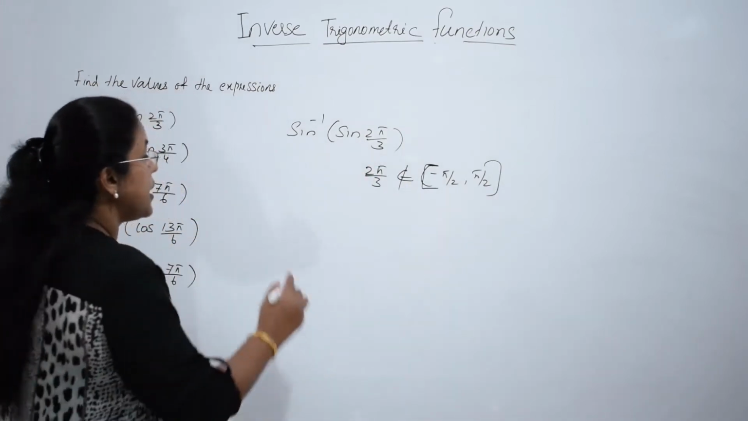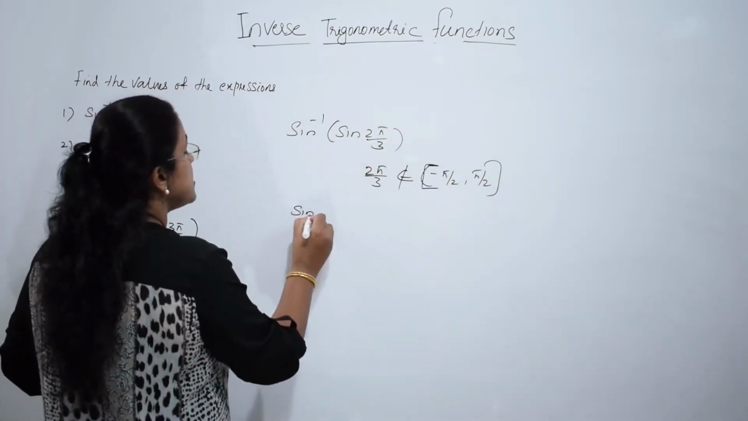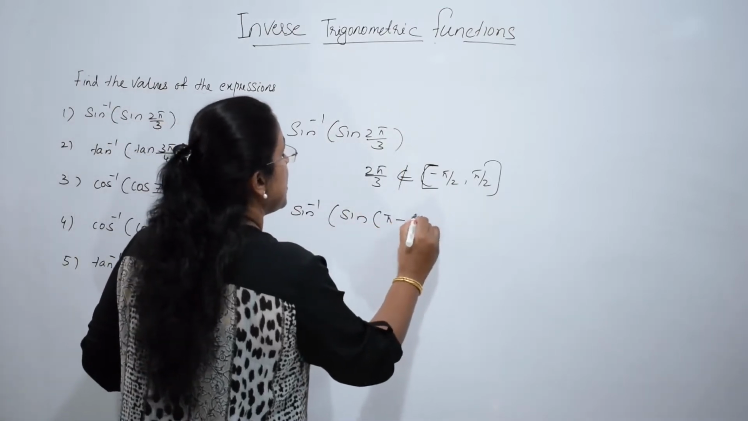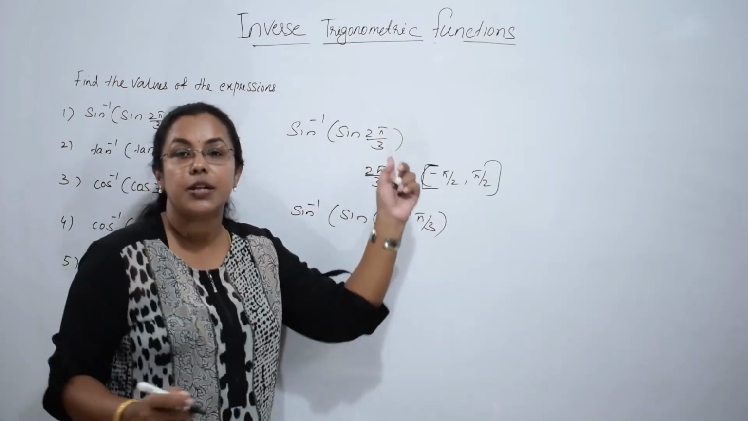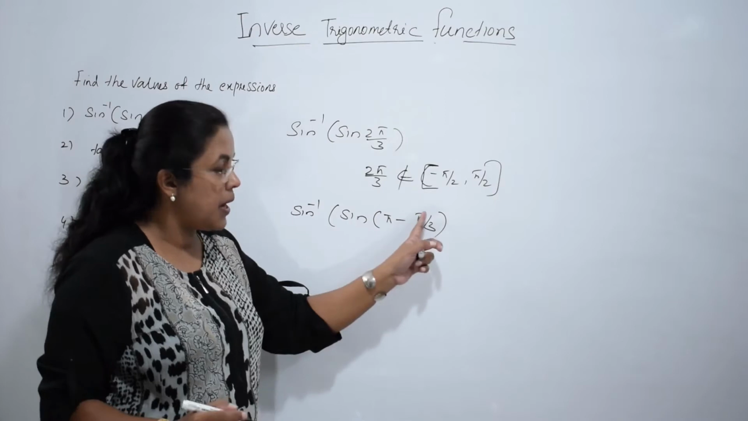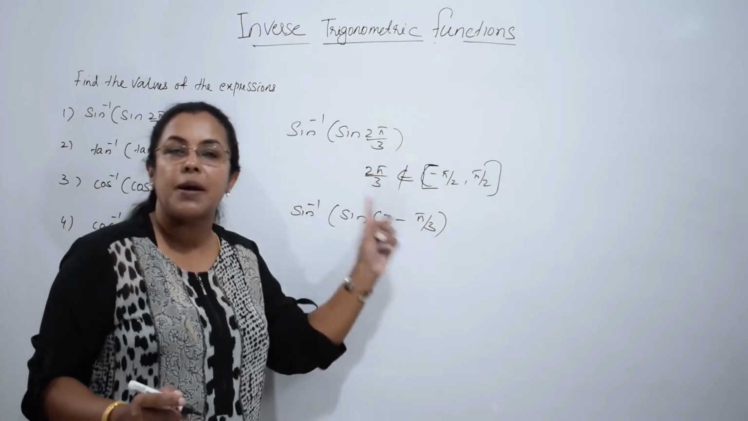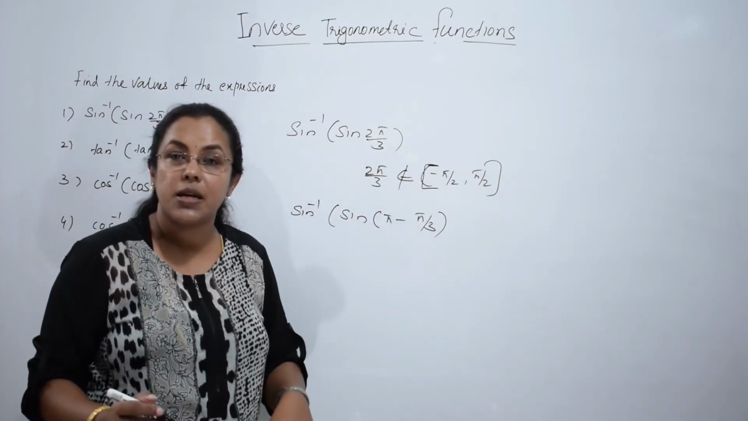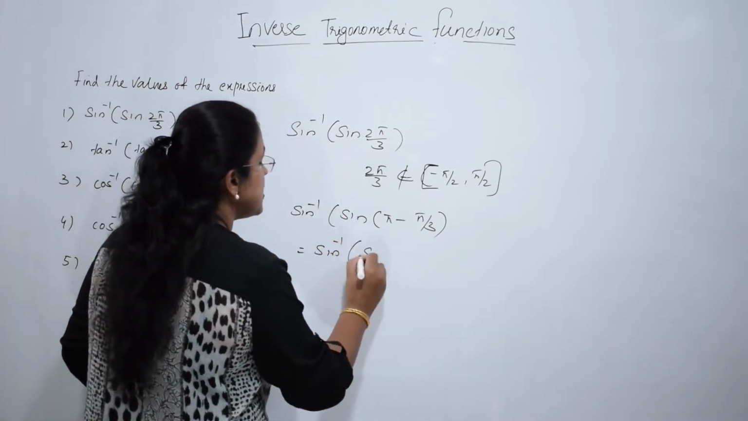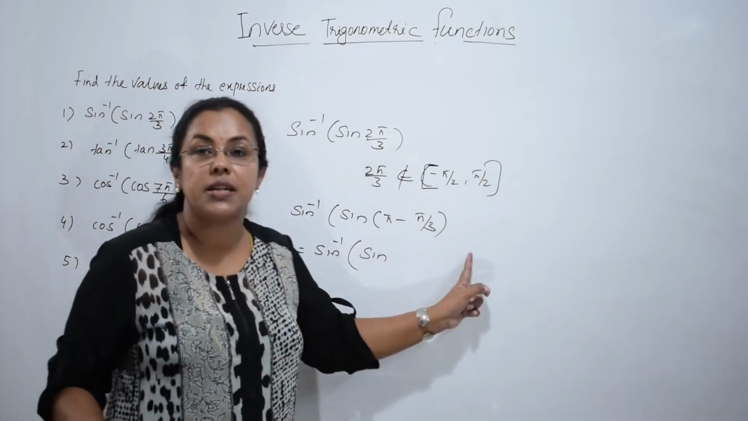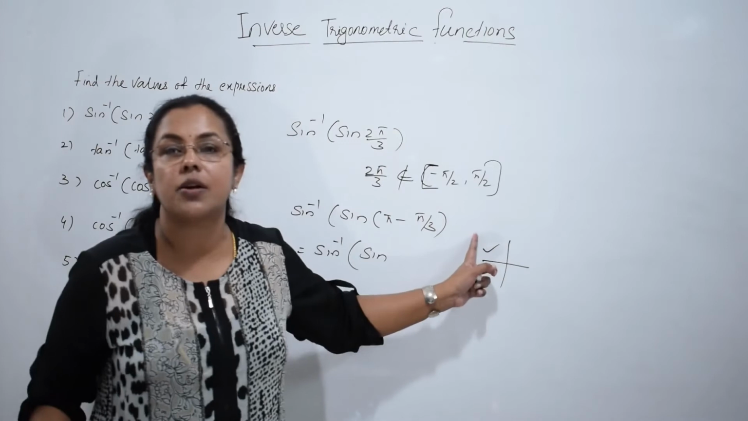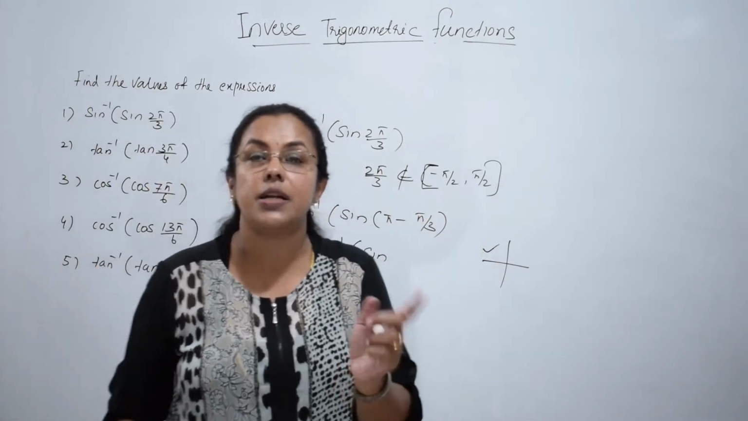How can we do that? We can rewrite sine inverse sine 2 pi by 3 as sine inverse sine of pi minus pi by 3. We can write 2 pi by 3 as pi minus pi by 3, isn't it? 3 pi minus pi, 2 pi by 3. What is that? Sine 180 minus theta. You have learned last year. 180 minus theta means it lies in the second quadrant, and in the second quadrant sine is positive.